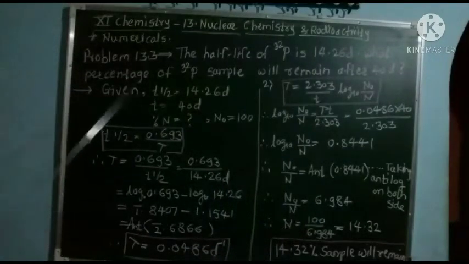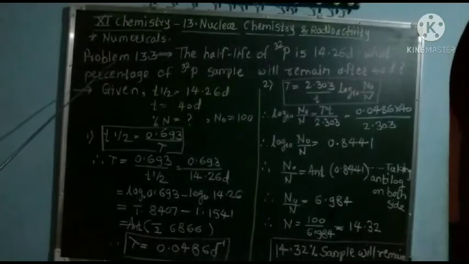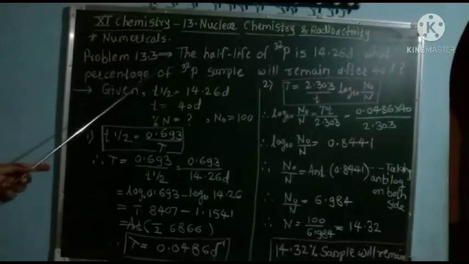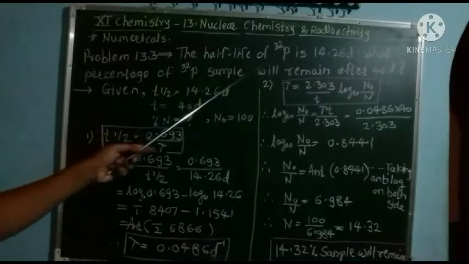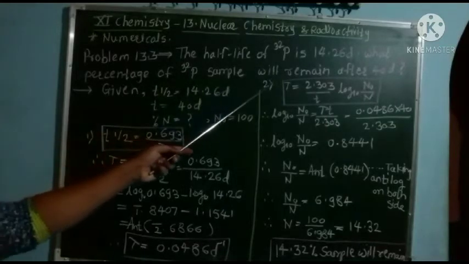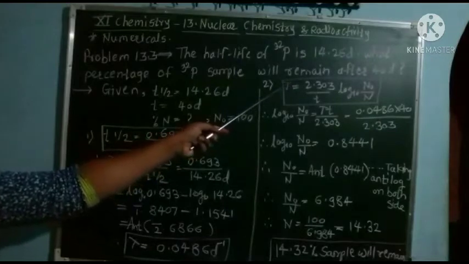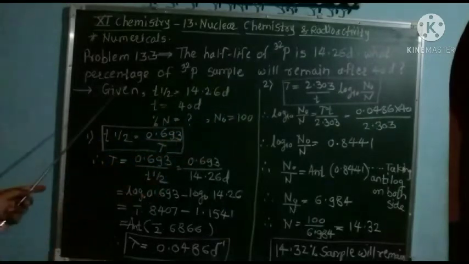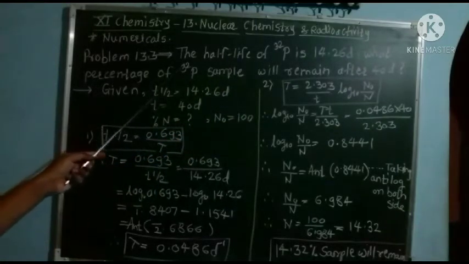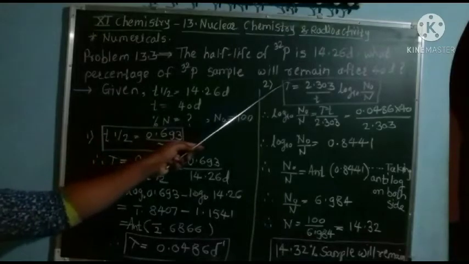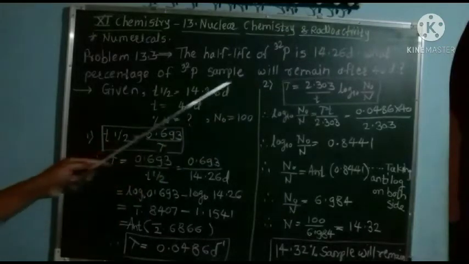Now we are at the numerical section of nuclear chemistry and radioactivity. Now we are solving the next problem, that is problem 13.3. The half-life of phosphorus-32 is 14.26 days. What percentage of P-32 sample will remain after 40 days?